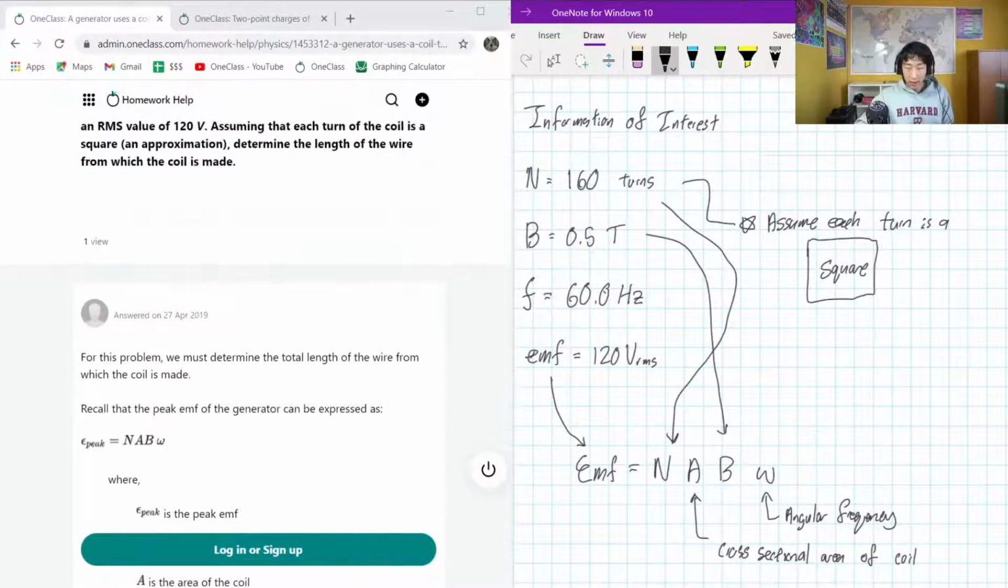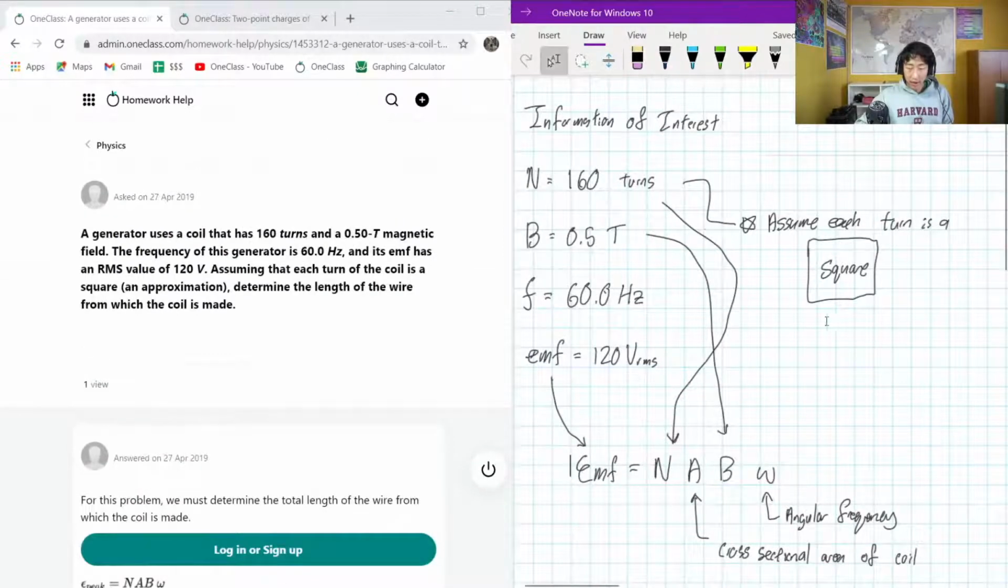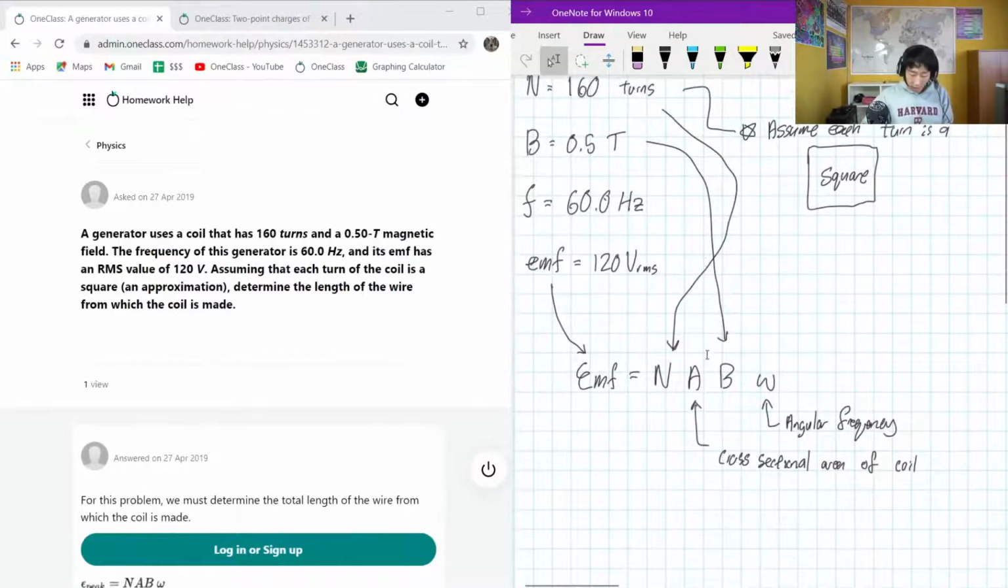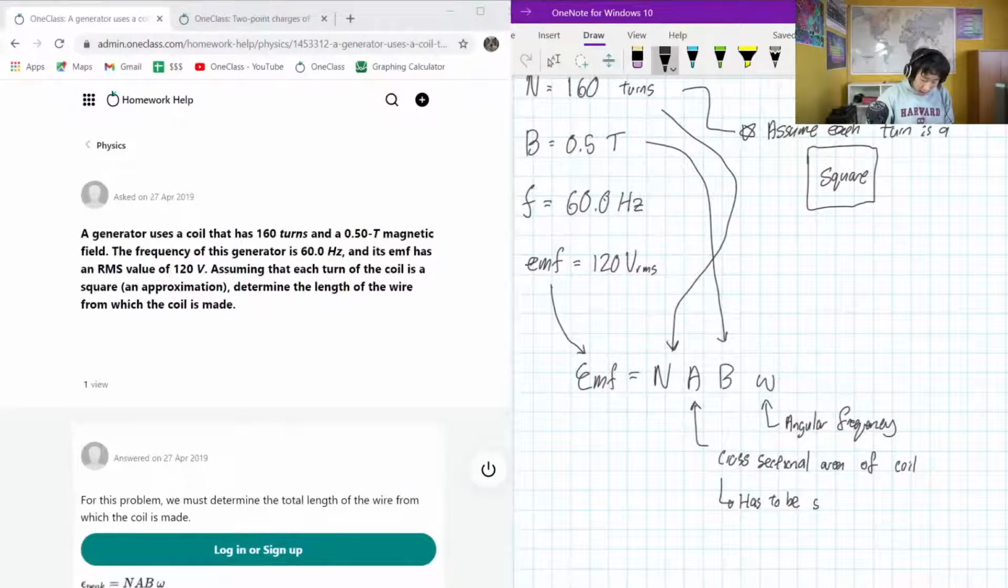But we don't really know the area, but we know that the area is going to be square, right? So the cross-sectional area of the coil has to be a square. And let's say area is equal to its side length squared. That makes perfect sense because we know that it's a square. That means all side lengths have to be the same. And the area of a square, length times height, even though they're the same, is just L squared.